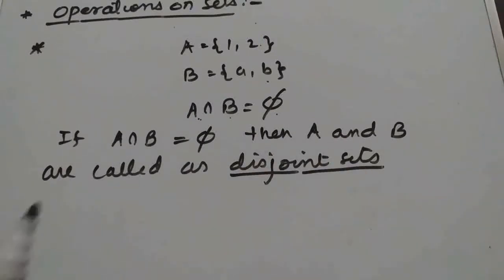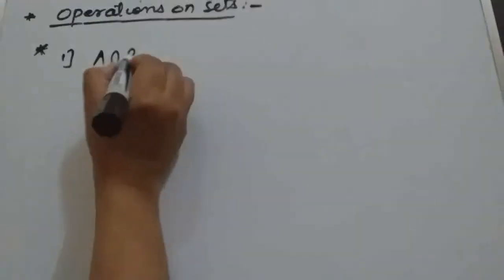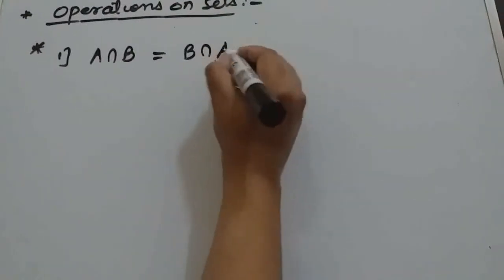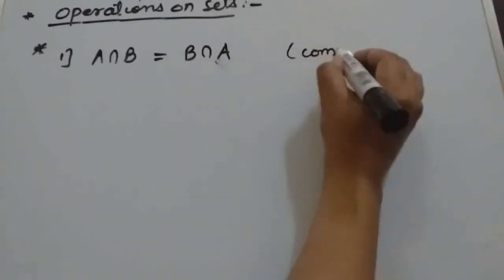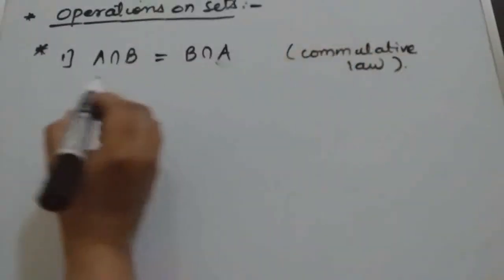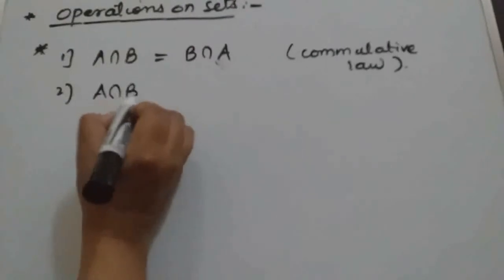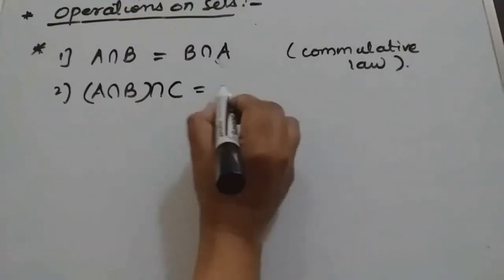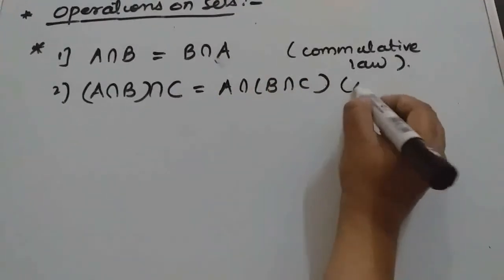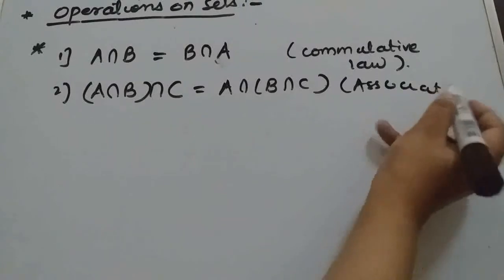Now we will see properties of intersection. The first property is commutative. A intersection B or B intersection A, the answer will be the same. So this is the commutative law. Then next is associative. A intersection B, intersection with C, or B intersection C first and then intersection with A, will be the same. Associative.